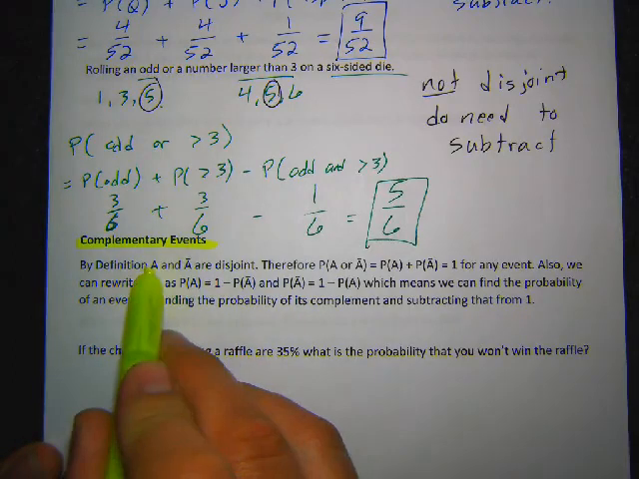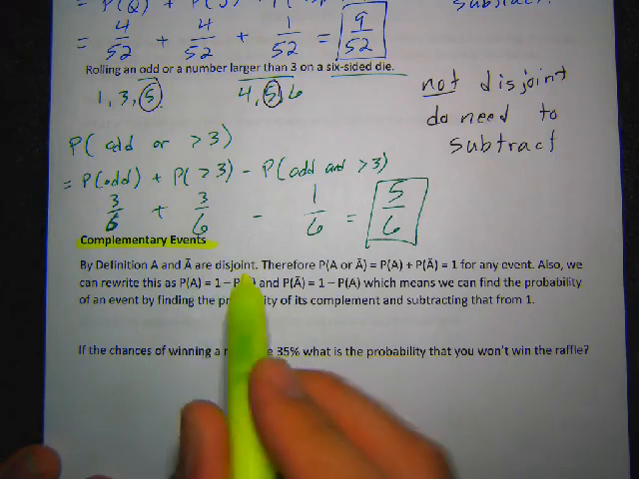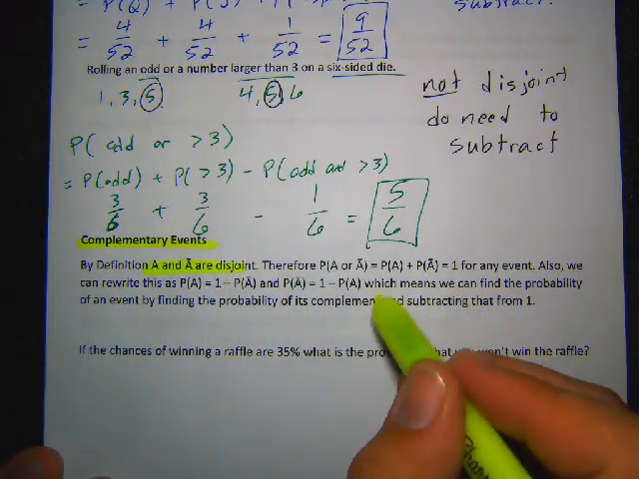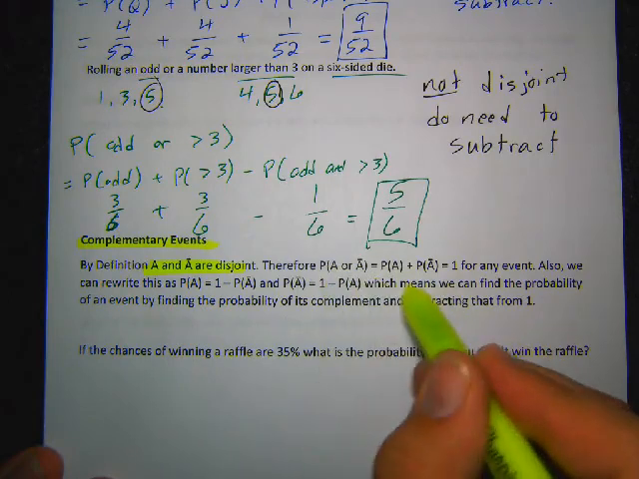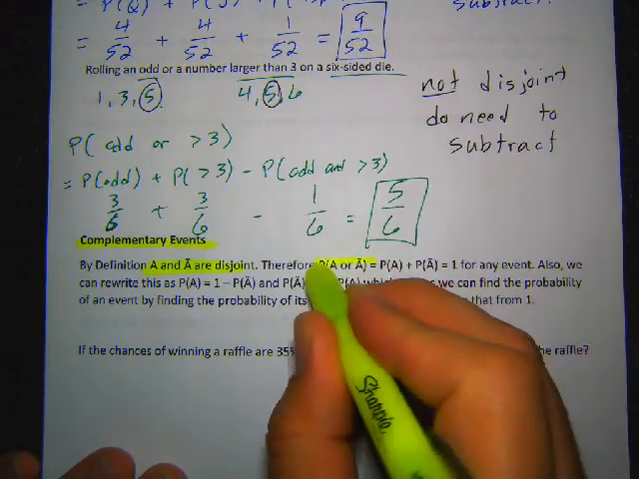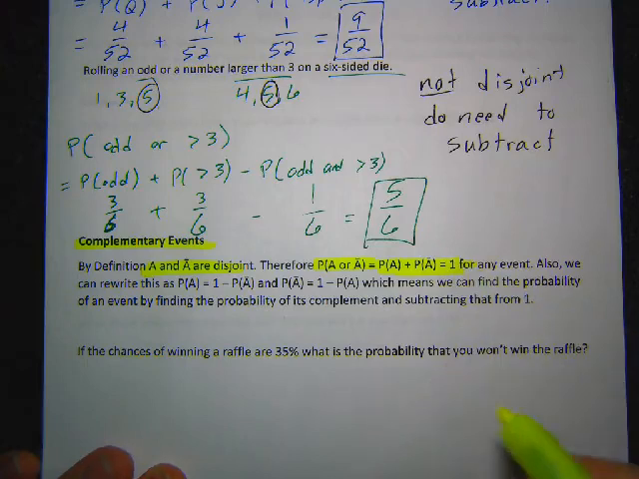Because by definition, A and A prime complement, these two sets are disjoint. Then the probability of the two separate parts, when you add them together, is going to be the whole set, because it's all the options, and there's no need for subtraction, right? We don't have anything that's in both sets. So the probability of A or A complement is going to be 1, the whole thing.